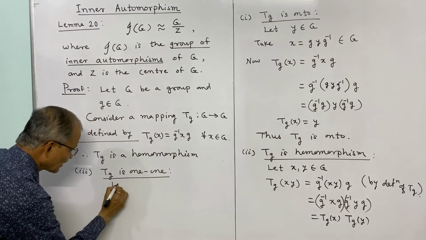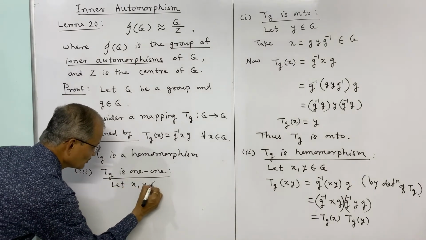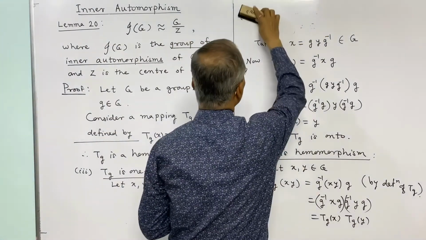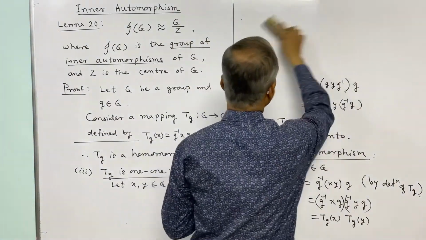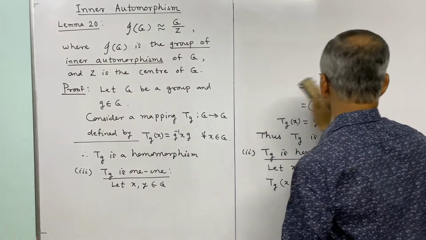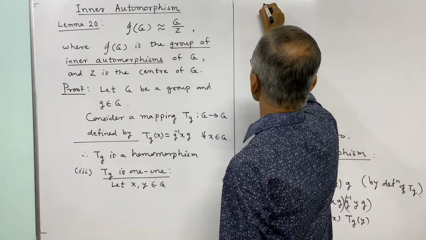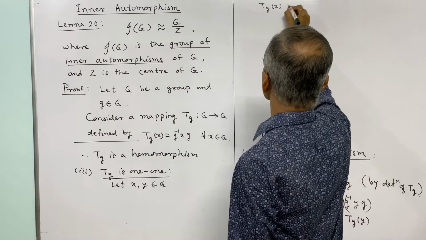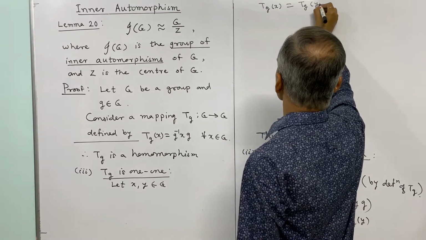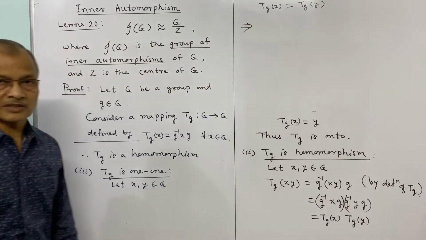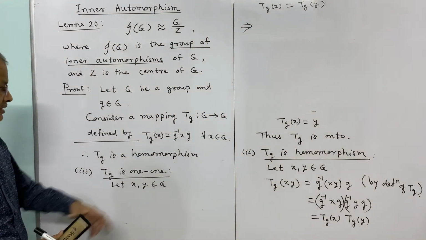Let x, y belong to G. Now, what is a 1-1 property? We will consider the Tg images of x and y equal. So, Tg of x equals Tg of y. What must that imply? x is equal to y. Then Tg becomes 1-1.